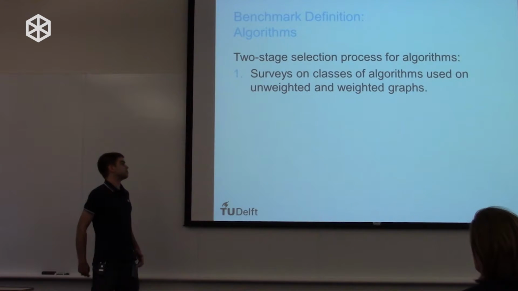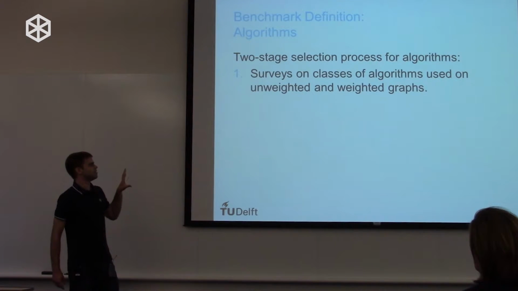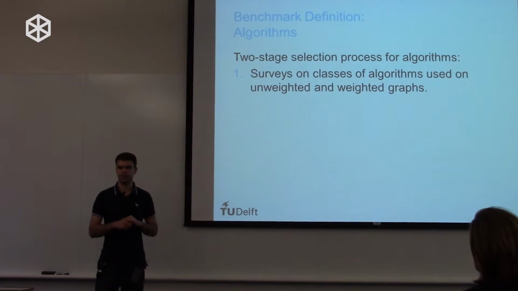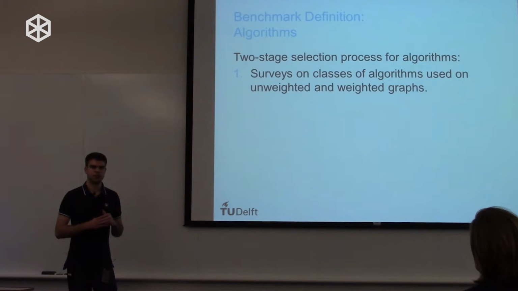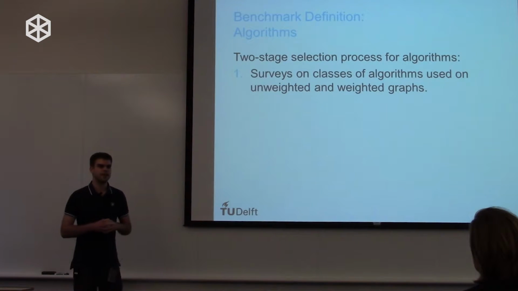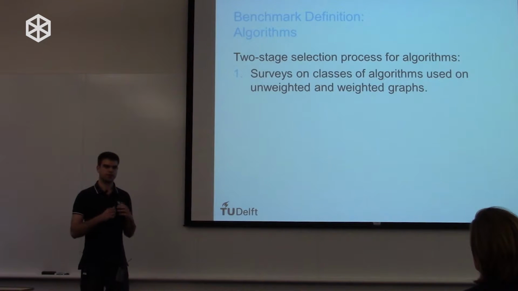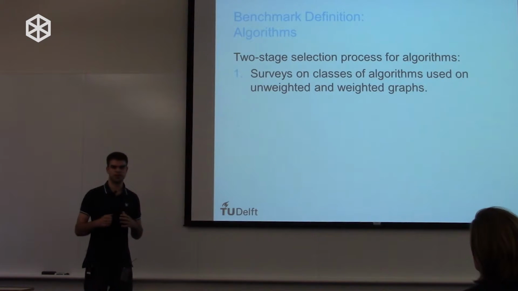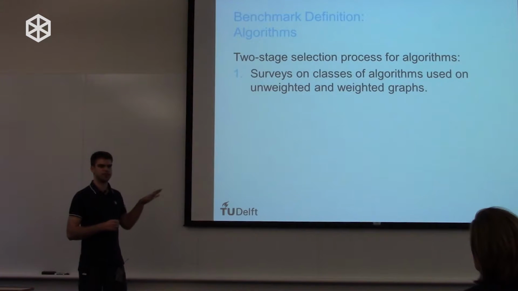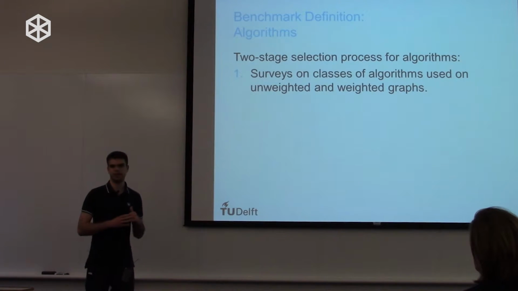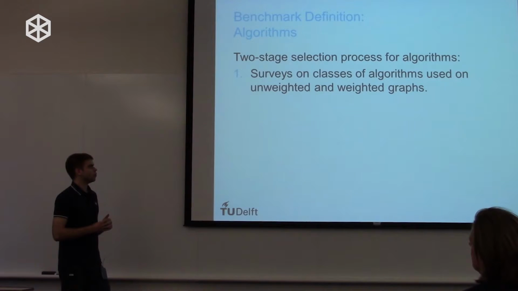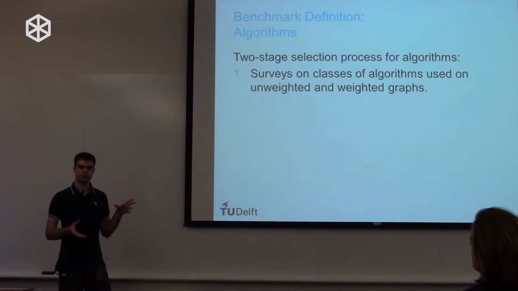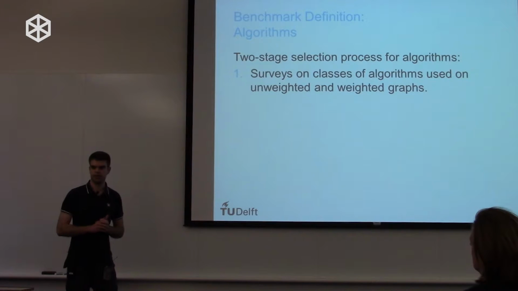So we did this for the algorithms. We started out with doing surveys in 10 of the top conferences publishing on graph analytics. And we looked at what kinds of algorithms do they typically use to compare systems, right? So this includes publications on new graph analytic systems, it includes comparison studies, etc. And from these, we identified a number of key groups of algorithms, let's say, that we found were commonly used.